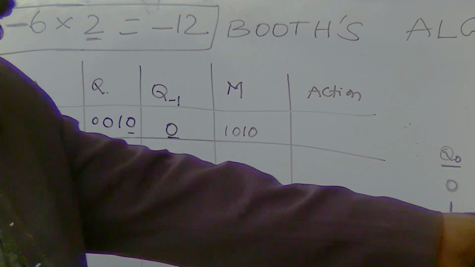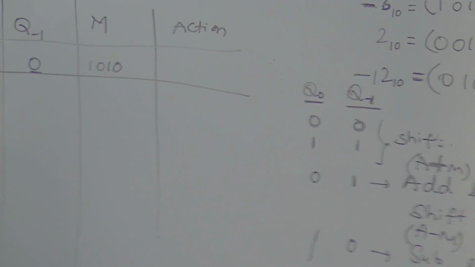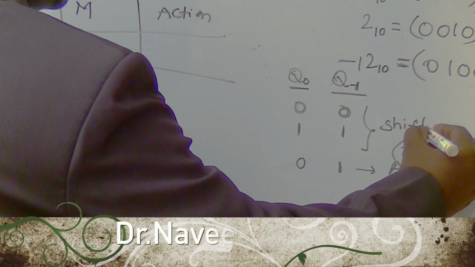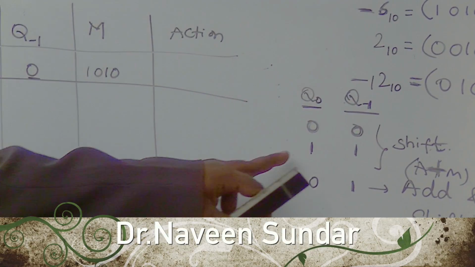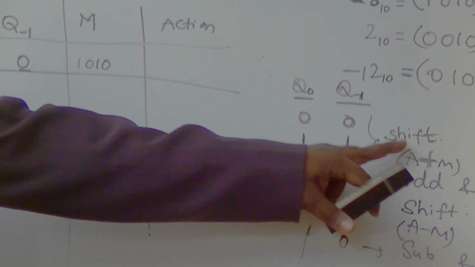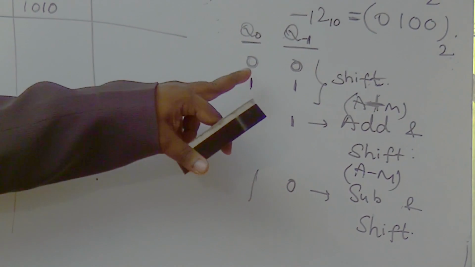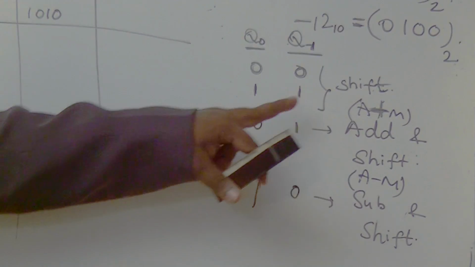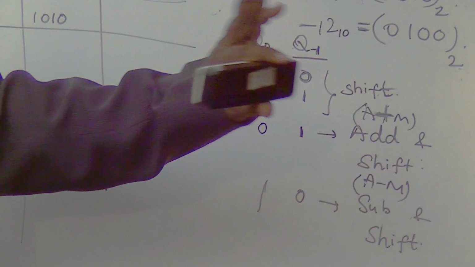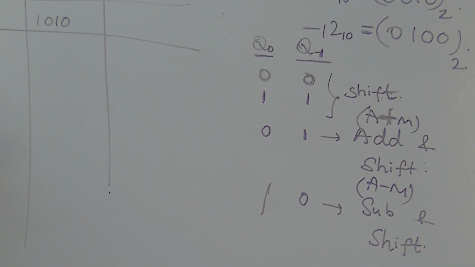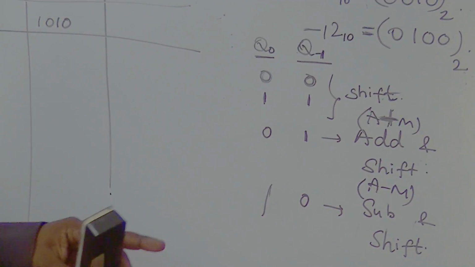If both are 0, what we have to do in Booth's algorithm is just shift. And if it is 1 1, also we just shift. So these are the 4 steps we are going to memorize in Booth's algorithm. That is, if it is 0 0, we just shift, and if 1 1, we also just shift. We just have to make a right shift.